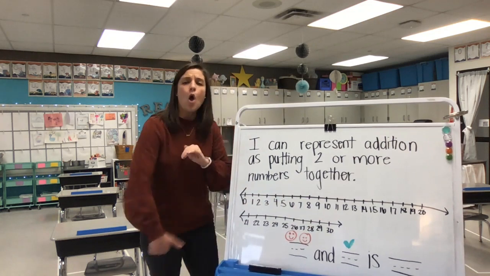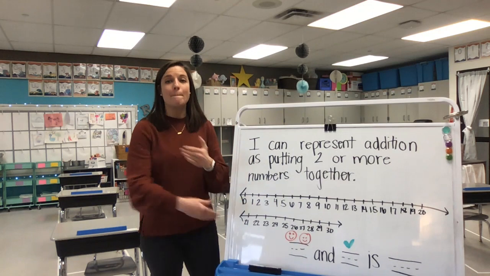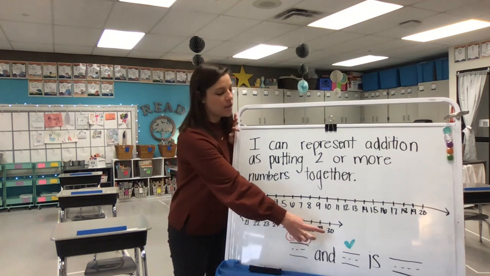Now let's wiki rewind. Everybody say wiki rewind. Now we're going to count backwards from 30. Starting at 30, let's count backwards.